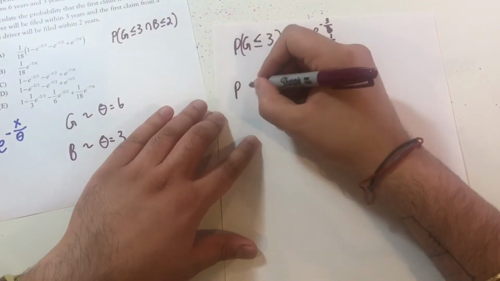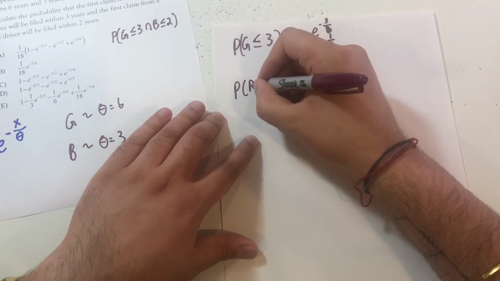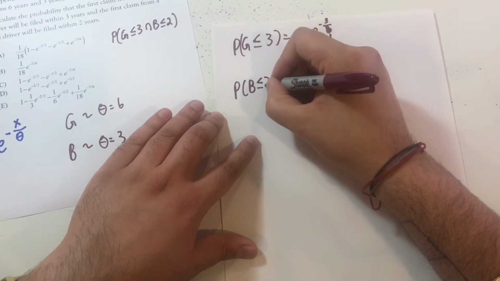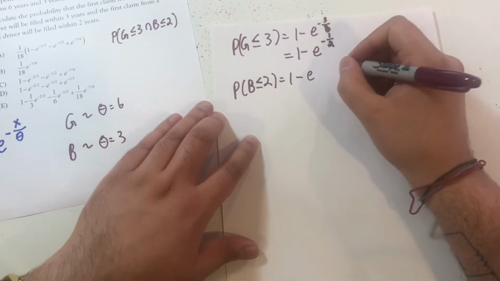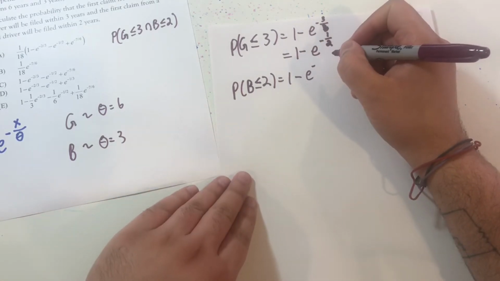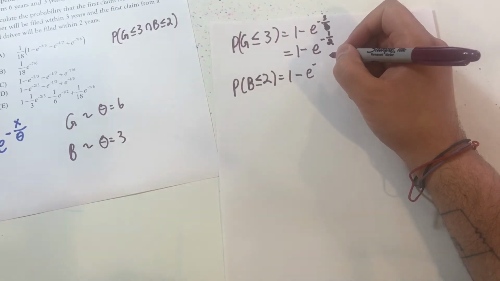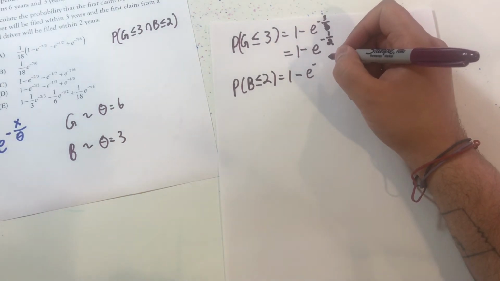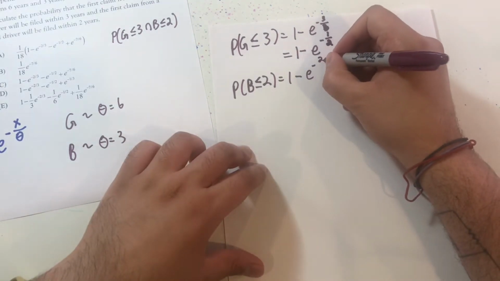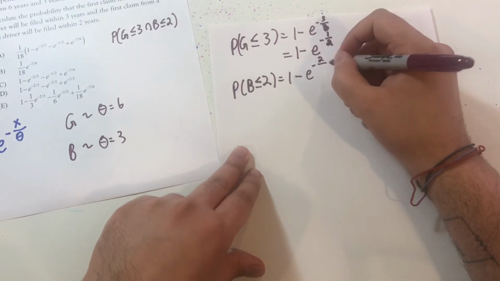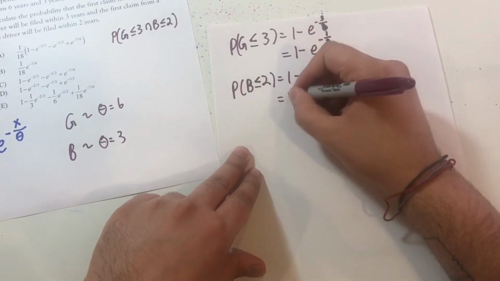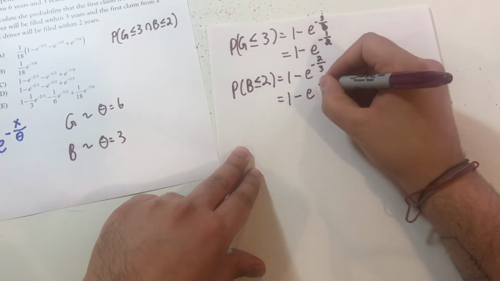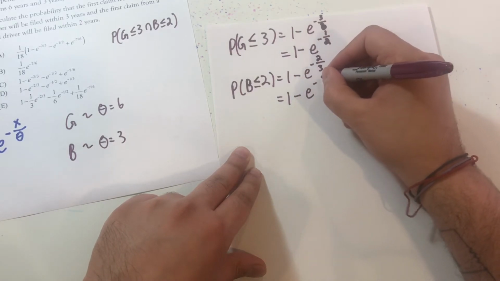Next, the probability that B is less than or equal to 2. Going to follow the same thing. It's 1 minus e raised to the negative 2 over 6. Or 3. I keep making that mistake. I keep looking at the wrong one. 1 minus e raised to the negative, actually it simplifies to 2 over 3.